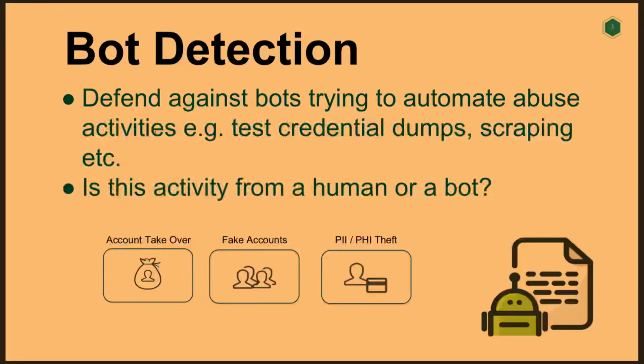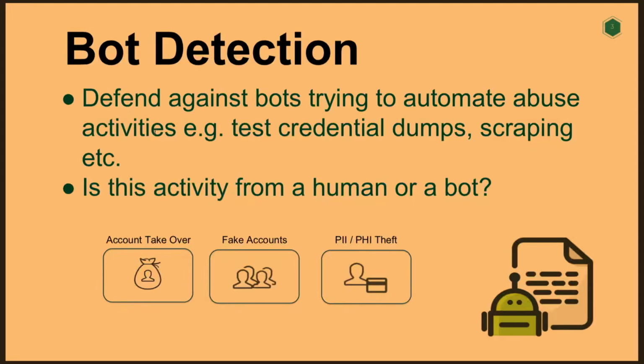Okay, so let's talk about the problem statement itself. So bot detection. This is a pretty hot topic these days. This is a pretty big problem. Bot detection, essentially what it means is you're trying to defend against bots which are trying to automate some sort of an abusive activity. So this could be, for example, automated creation of accounts, for example.